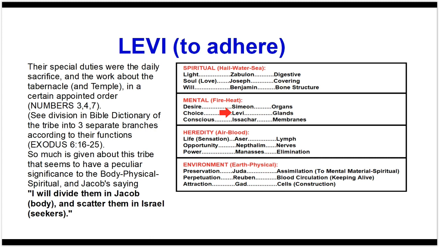Their special duties were the daily sacrifice, and the work about the tabernacle and temple, in a certain appointed order. See division in Bible Dictionary of the tribe into 3 separate branches according to their functions. So much is given about this tribe that seems to have a peculiar significance to the body, physical and spiritual, and Jacob's saying, "I will divide them in Jacob, and scatter them in Israel."